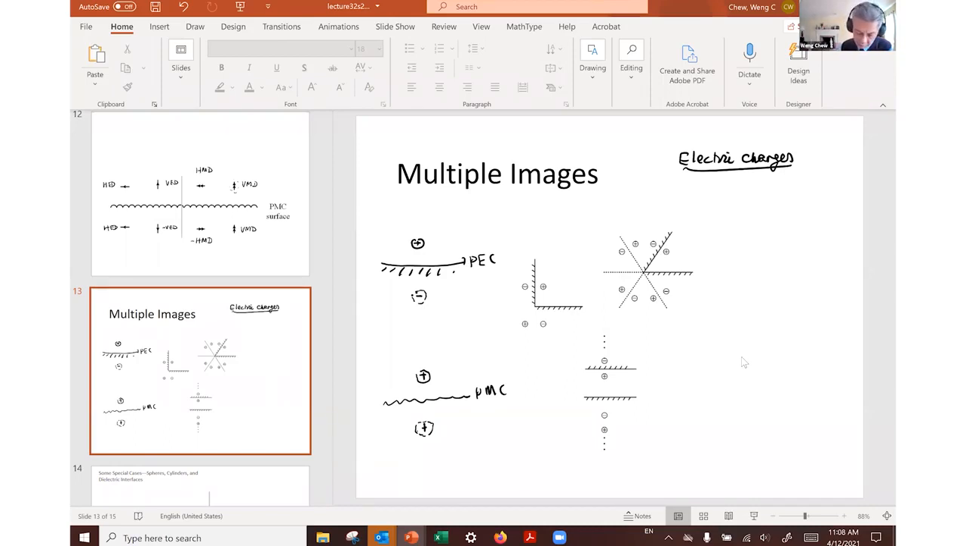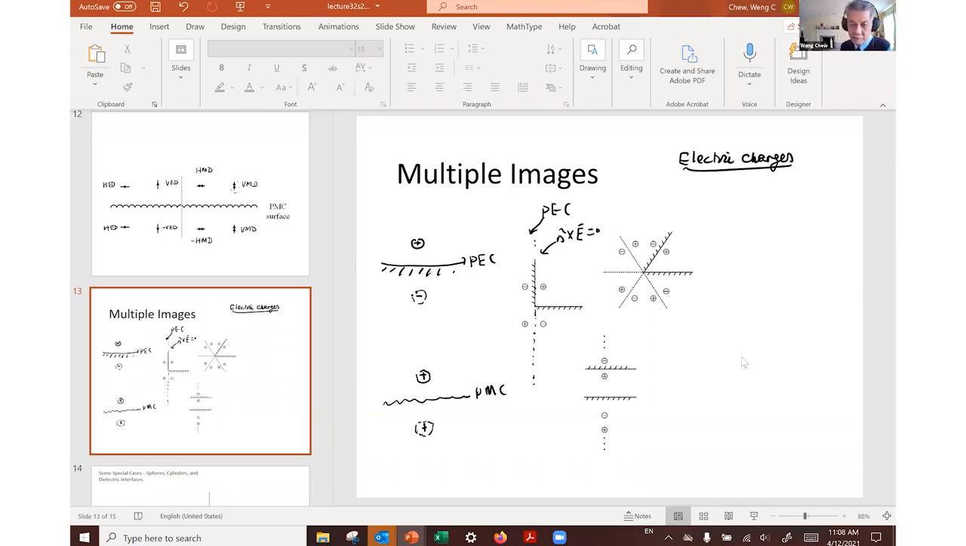And then you can use image theory quite easily to say that if I have a positive charge, let's assume that this plane is infinitely long. Okay, this plane is infinitely long, and this is a PEC surface. Then I can quite clearly see that the boundary condition is satisfied. If I have a positive charge and I put a negative charge there, then n cross E must be 0 on this surface due to the fact that I'm just using image theory.